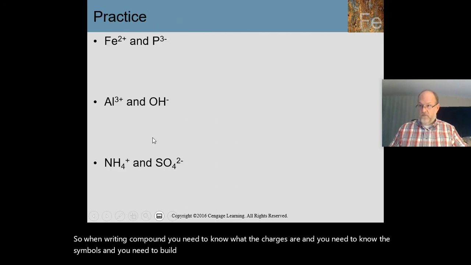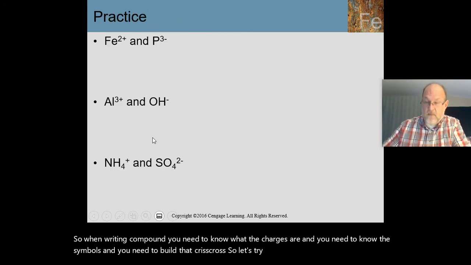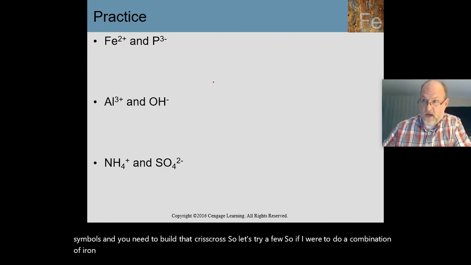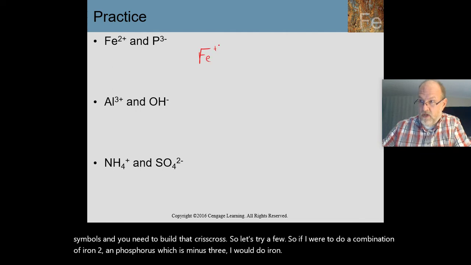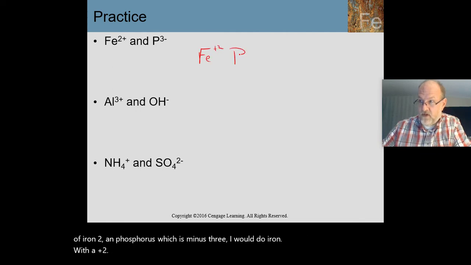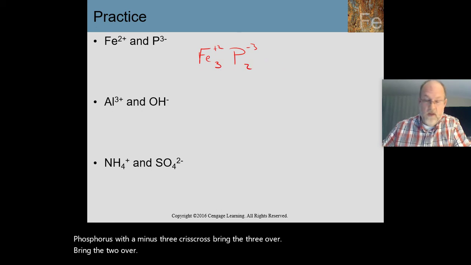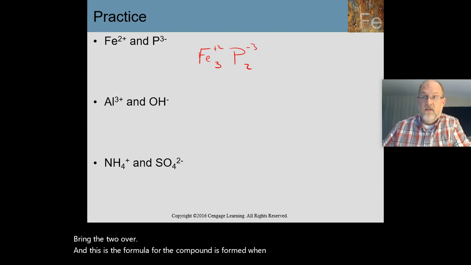So let's try a few. If I were to do a combination of iron, which is +2, and phosphorus, which is -3, I would write iron with a +2, phosphorus with a -3, crisscross, bring the 3 over, bring the 2 over, and this is the formula for the compound that's formed when iron ionically bonds to phosphorus.